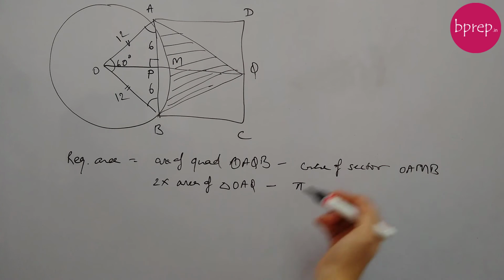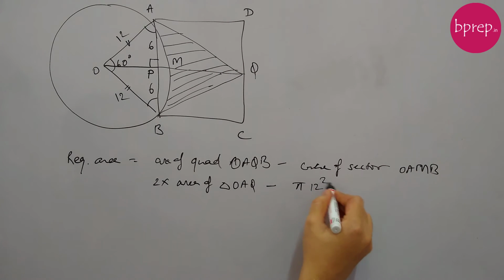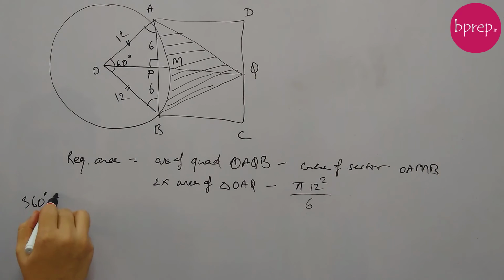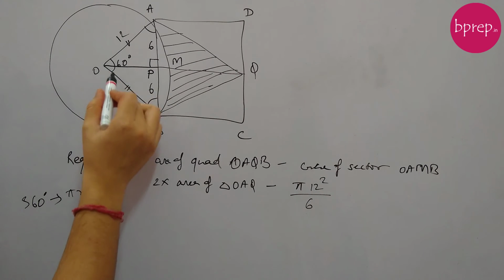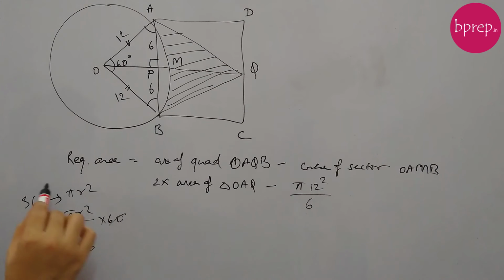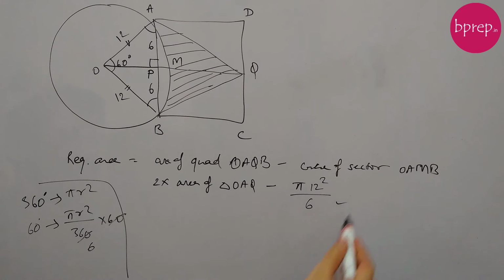So area of sector OAMB will be pi r square by 6, with r as 12. How have we got this? See, 360 degree at the center acquires an area of pi r square. So here 60 degree will acquire an area of pi r square by 360 into 60. So this will be pi r square by 6. From here we have derived this. So this will be the area of sector.